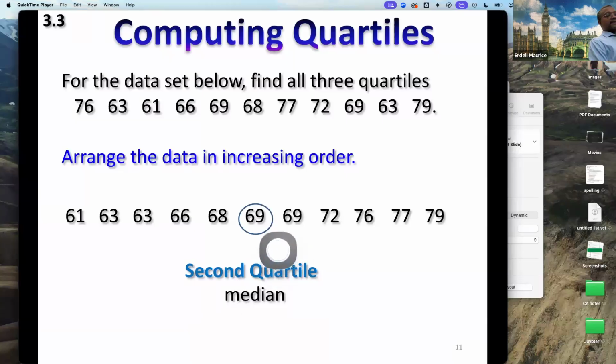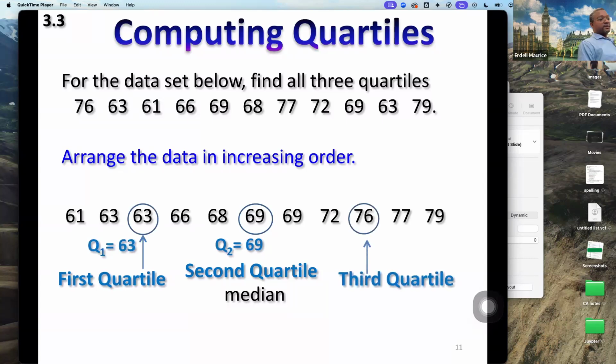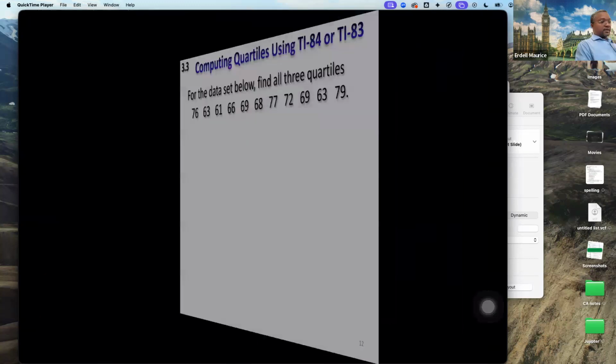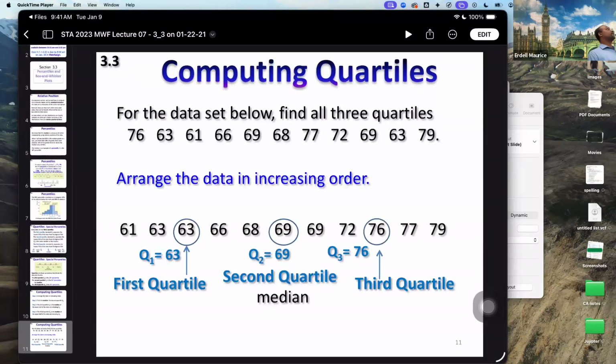And then over here again, I'm skipping the median, 69 to 79. I take the middle value of those, and that's going to be Q3. Okay? So you just find the median 3 times. Any questions there? So your first quartile is 63, and your third quartile is 76. We're going to stop right here. Any questions there?